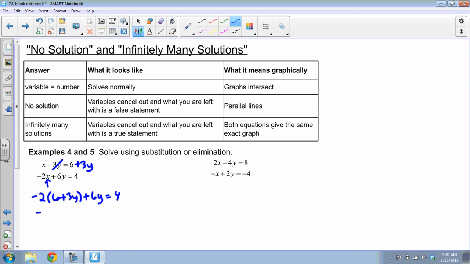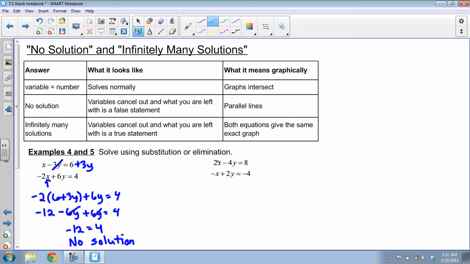Distribute, -12 minus 6y plus 6y equals 4. So, hey look, negative 6y plus 6y is 0. So I get negative 12 equals 4. So this is where we ask ourselves, does negative 12 equal 4? The answer is no. So this is no solution. We canceled out our variables. They went away, all of them. There wasn't an x or a y, but this is a false statement, so it's no solution.